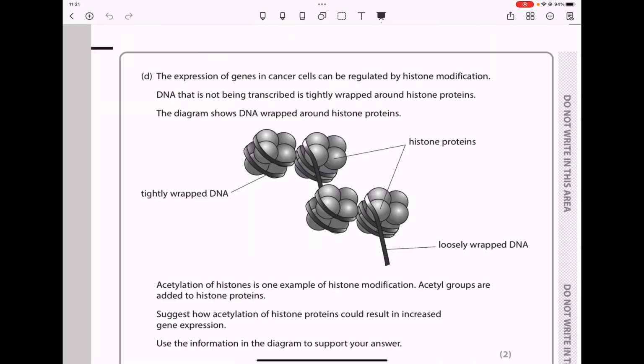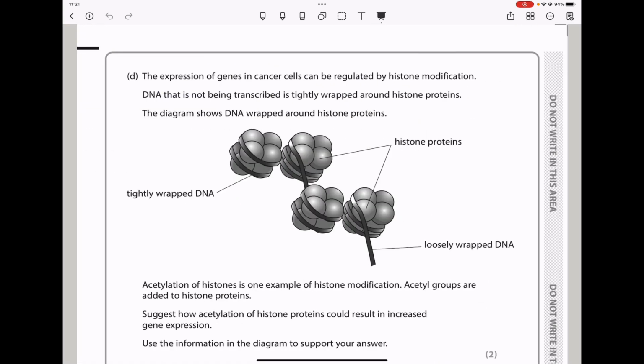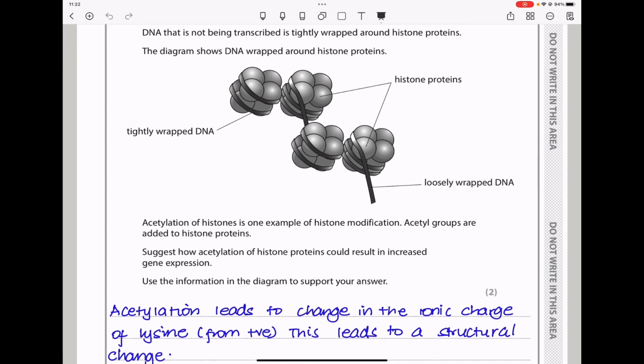Moving on. In part D, the expression of genes in cancer cells can be regulated by histone modification. So DNA that is not being transcribed is tightly wrapped around histone proteins. The diagram shows DNA wrapped around histone proteins. So we see there is somewhere where it's tightly wrapped, and we see somewhere where it's loosely wrapped. Those that are loosely wrapped could be transcribed if they're exposed more.